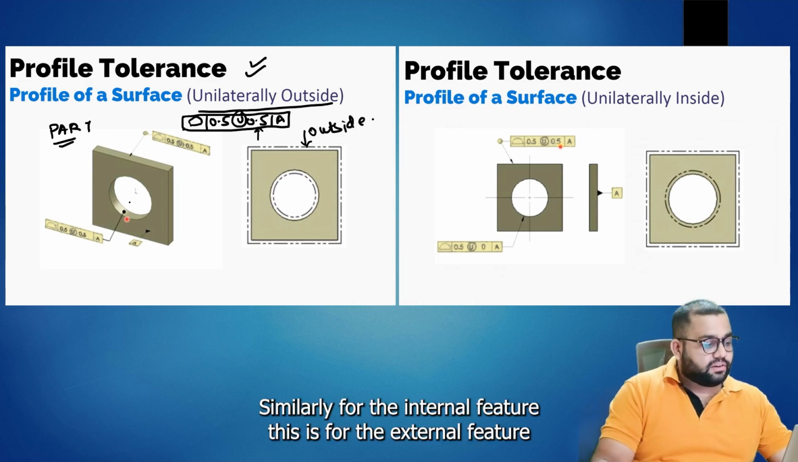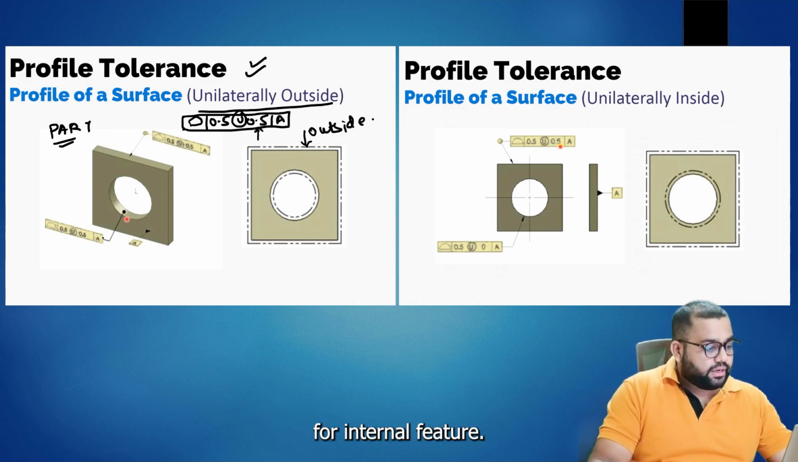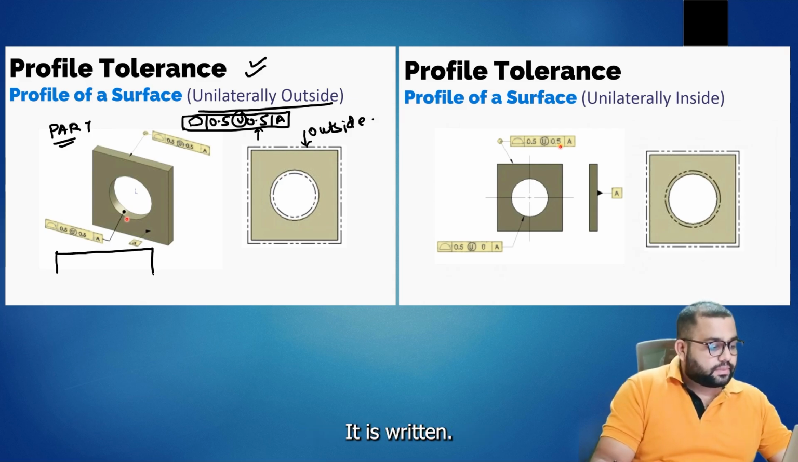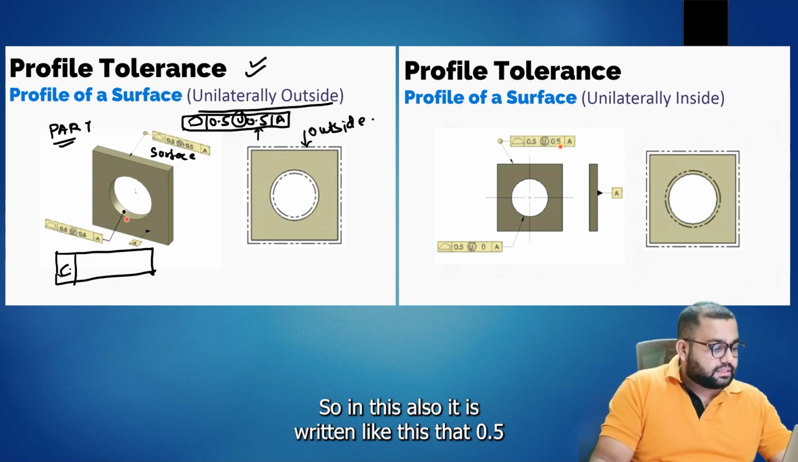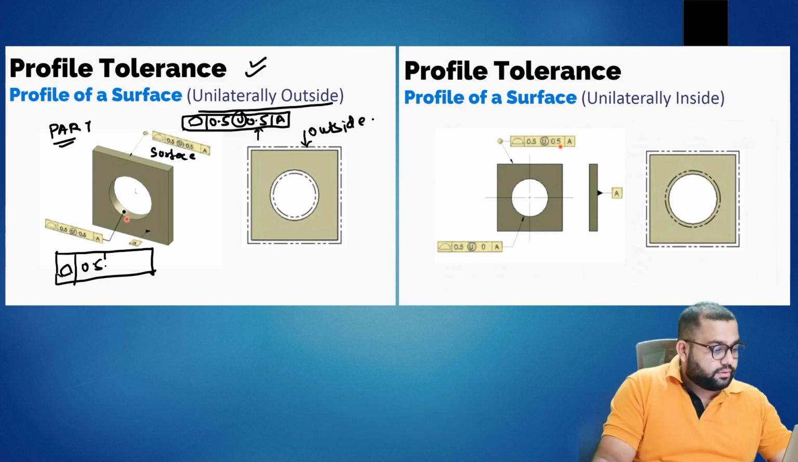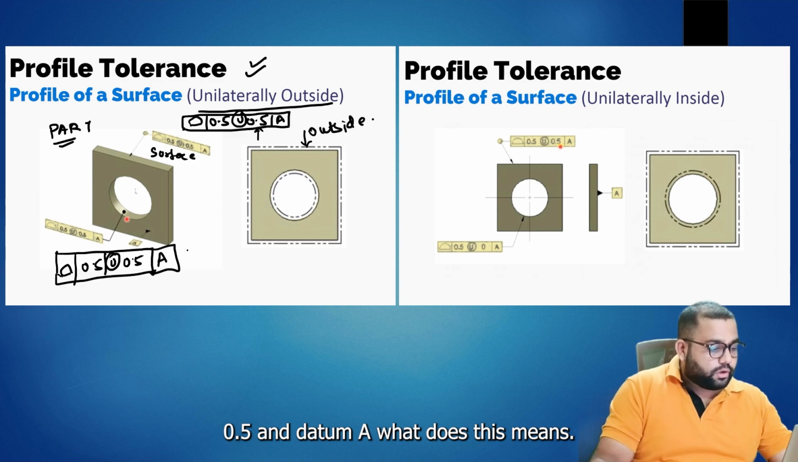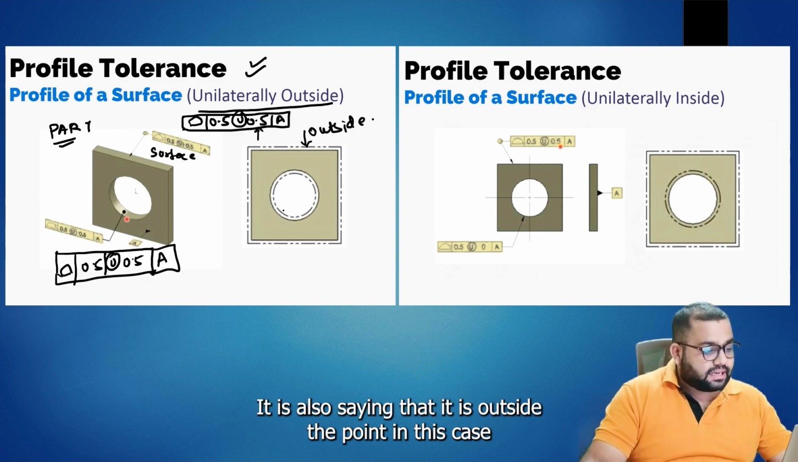Similarly, this is for the external feature. For the internal feature also, in this case, it is written the same. Okay. So this is for the surface, and this is for the hole. In this also, it is written like this, 0.5 U, sorry, 0.5 and datum A. What does this mean? It is also saying that it is outside the part.